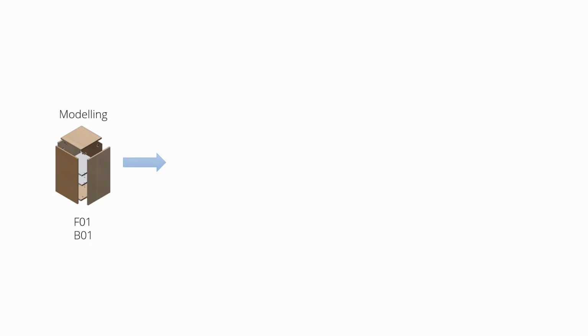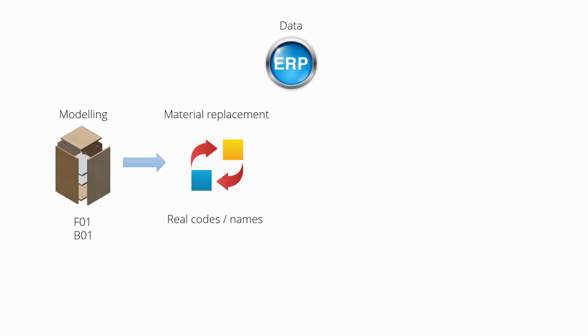Okay, so now why do we choose such a long process? Under modeling, we can stay with the assumption that we are working with some material F1 and B1, which stand for facade and body panels. Then the question is how to work with real codes and names, and we have an answer for it. We use material replacement. And the next question is where to get the material codes and names from. We can get those from the ERP system, which is basically your place for keeping this data about the materials. So we can get the materials from ERP and utilize them in the material replacement in order to get the real codes and names used in your factory.